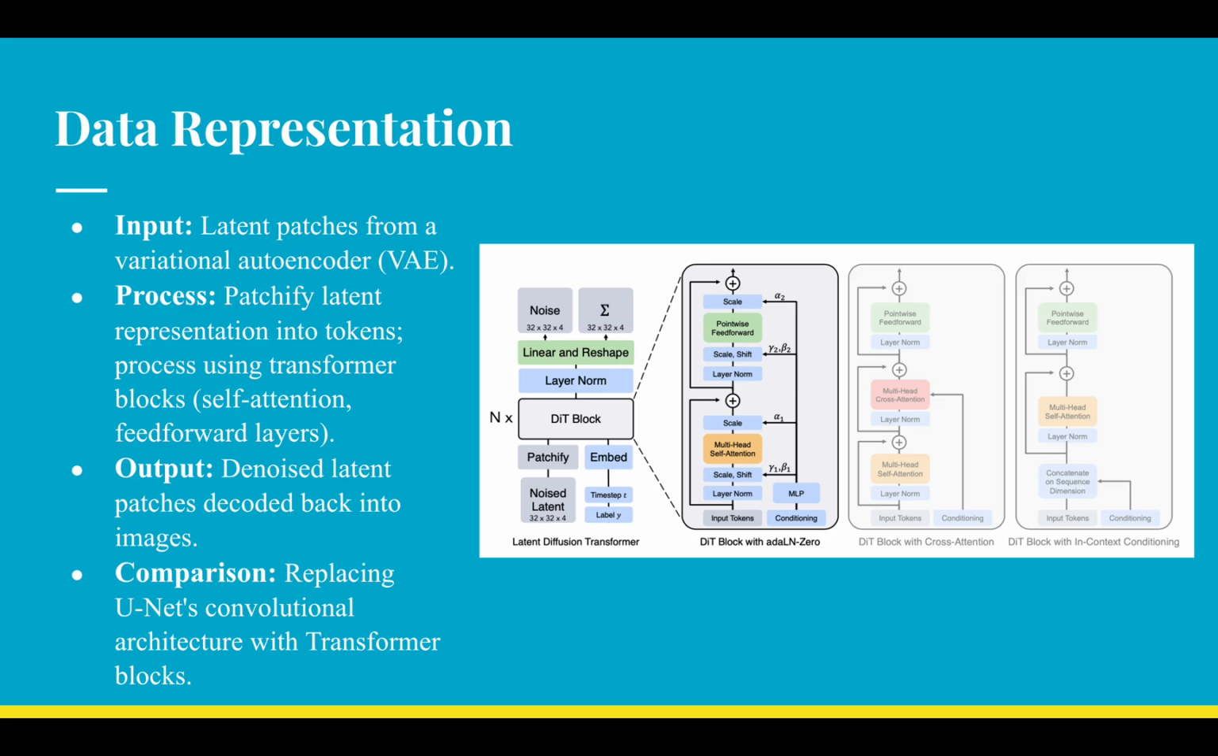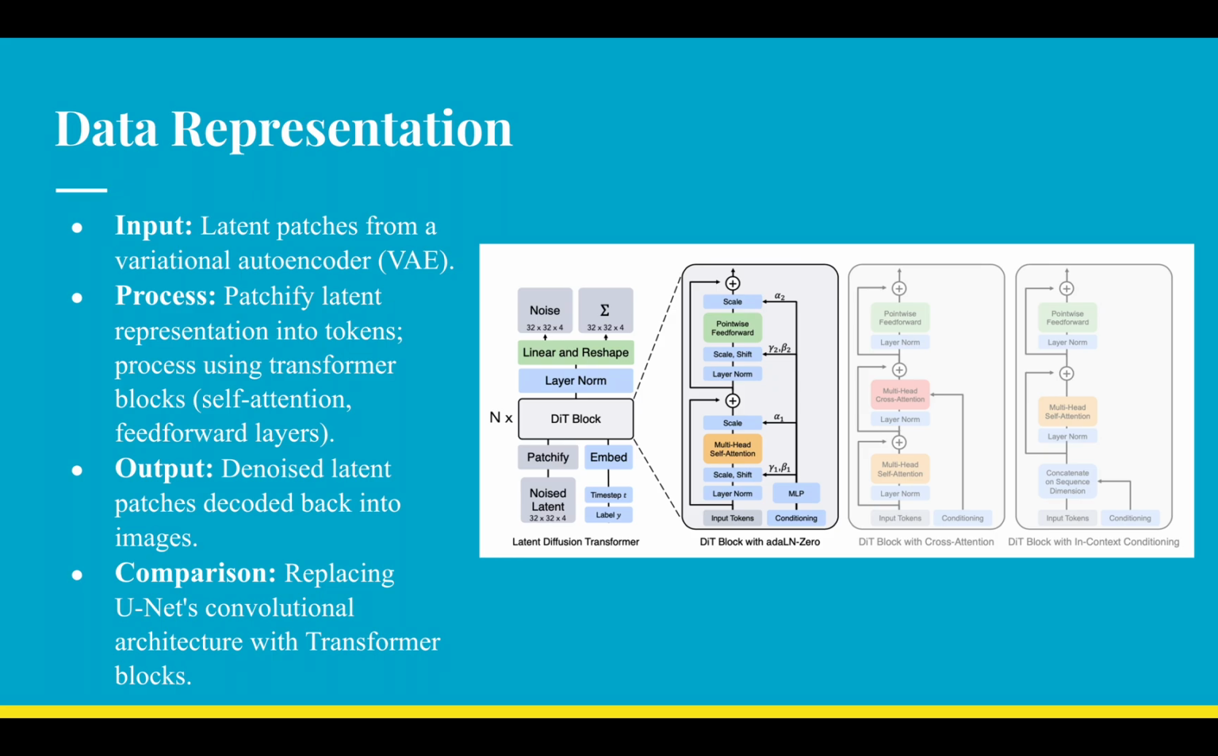Here we can see the more detailed DiT architecture. The key difference is that the input image is first compressed into latent patches. So instead of processing the whole image, we are working with smaller, more efficient representations. The latent patches are passed through a series of transformer blocks, each with multi-head self-attention and feed-forward layers, which allows the model to capture complex, long-range dependencies between the different parts of the image.